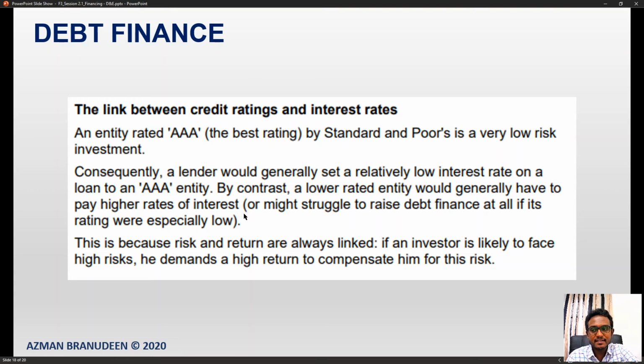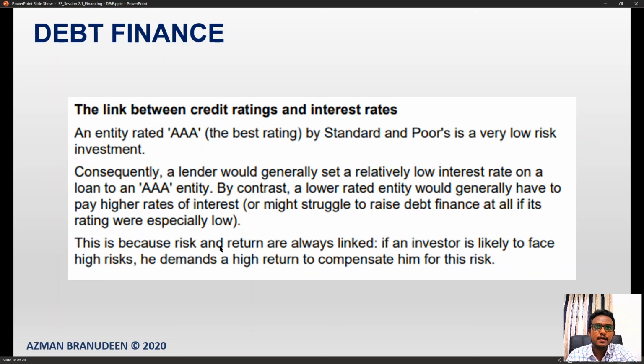I know it's a little bit weird. How can a company that is low rated, which symbolizes that the company is struggling, pay more than a well managed company with AAA rating? You're basically adding more pressure, isn't that so? But that is how banks work. And logically, when you think about it, it is a little bit weird. Or it might struggle to raise debt finance at all if its ratings were especially low.